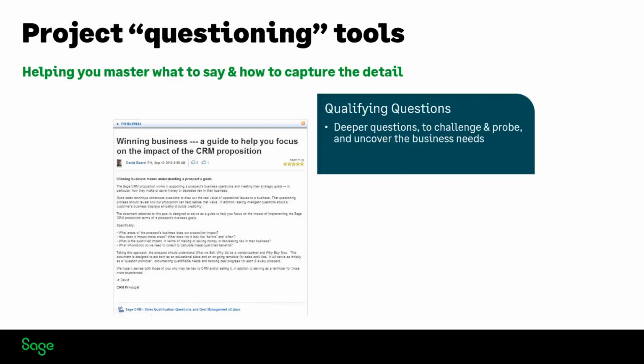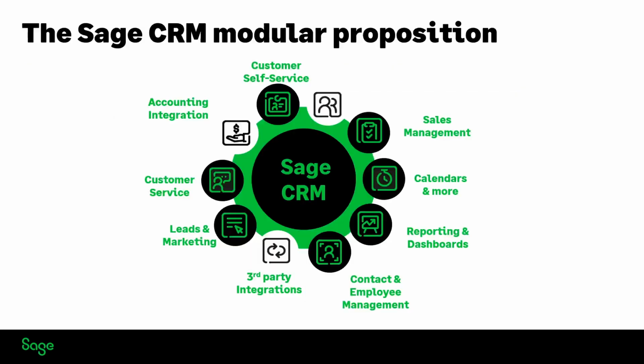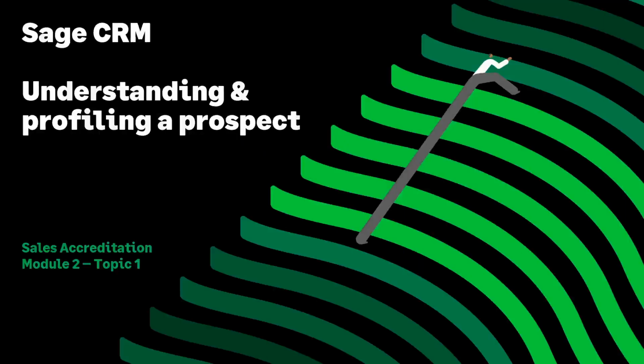But we have reached the end of this first topic of the second module, and this topic contained information specifically on how to bring out a need for CRM in any business and the types of questioning and the types of approaches you might use. So feel free now to move on to further topics. For now, you've reached the end of this topic, topic 1, within module 2 of the Sage CRM Sales Accreditation.